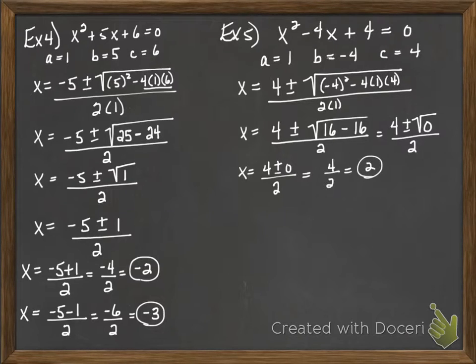So when the number underneath your square root in the quadratic formula comes out to be a 0, you're only going to have one solution. That would be an example of using a quadratic formula where you only have one solution.